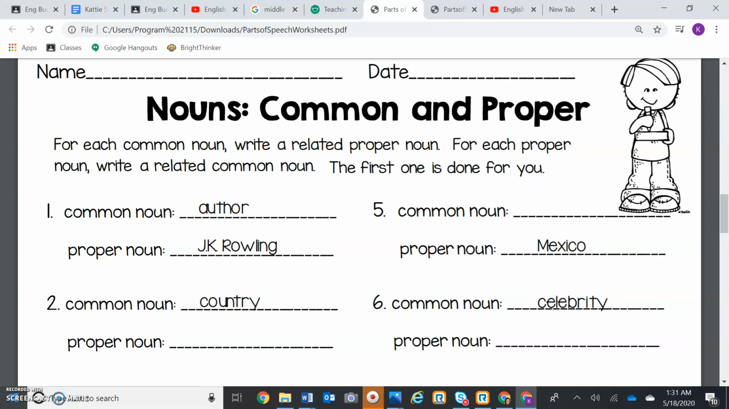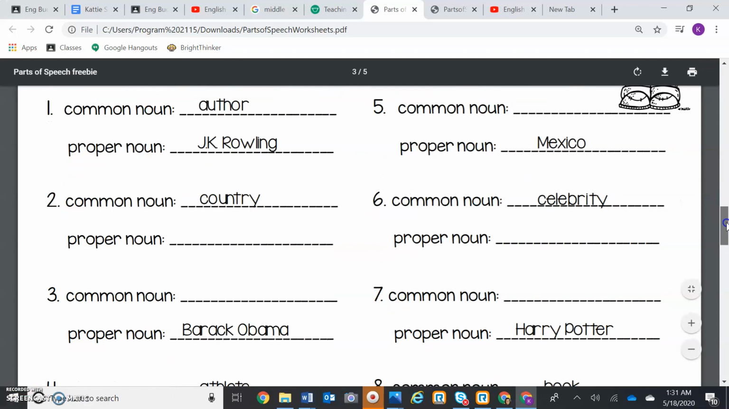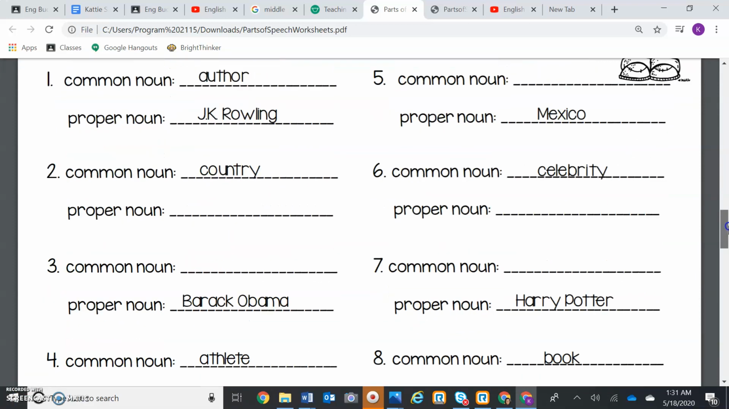Number 2, common noun is a country. What's a proper noun for a country? Well, the United States, England, Germany, Italy, Mexico. There's lots of countries, right? A common noun is just the common word. The proper noun is the specific one. So country is common. So now give me a special, specific proper noun. Barack Obama. That is the specific proper noun. What is the common noun? It's a man. He's a man.